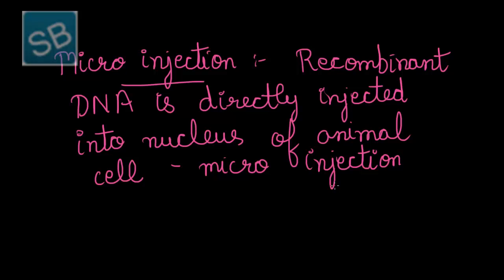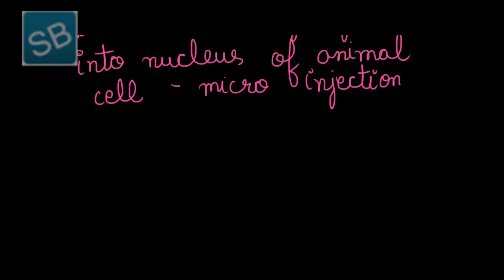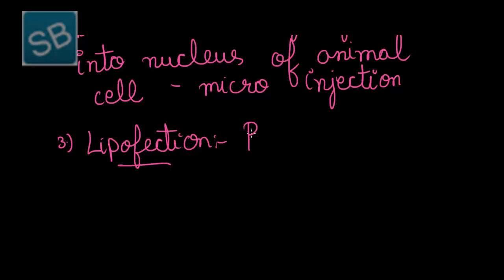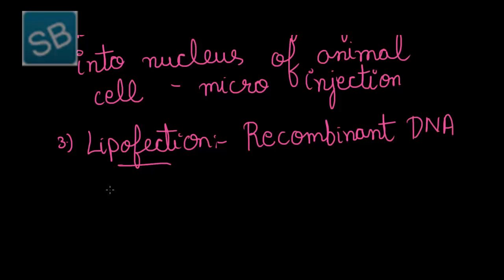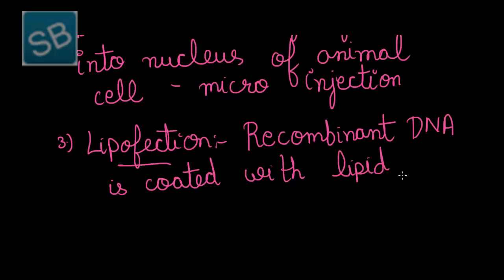Following this, the third method that arises is lipofection. In this method, the recombinant DNA is coated with lipid, which allows it to pass through the plasma membrane.